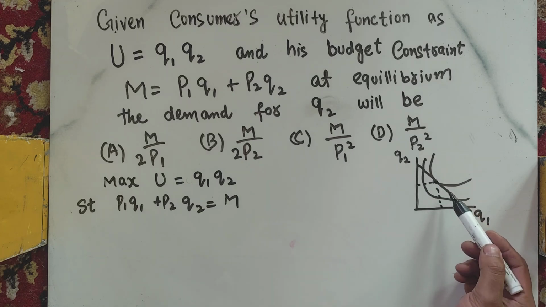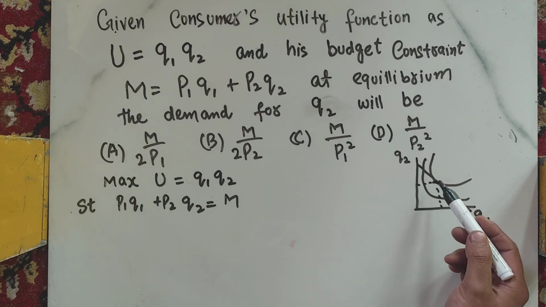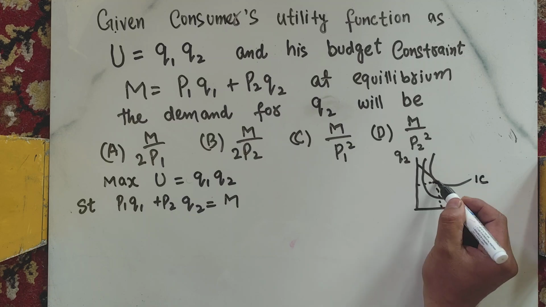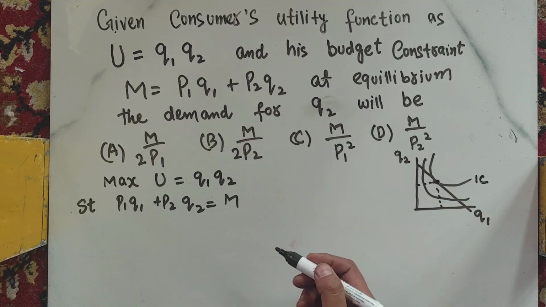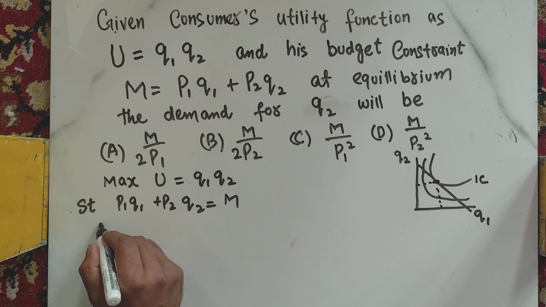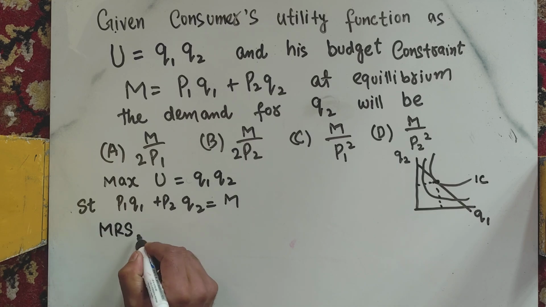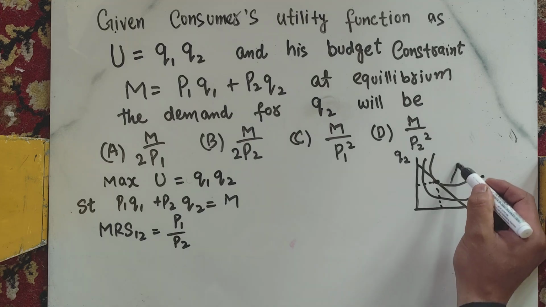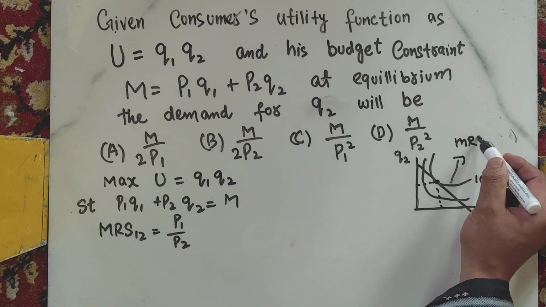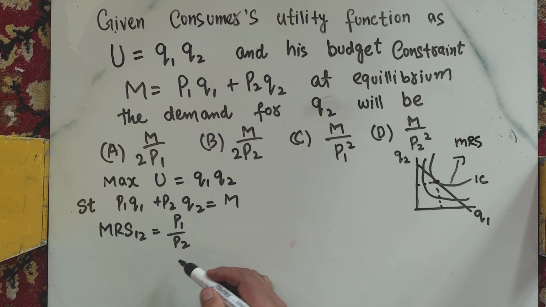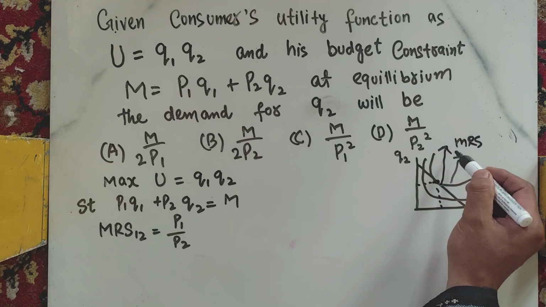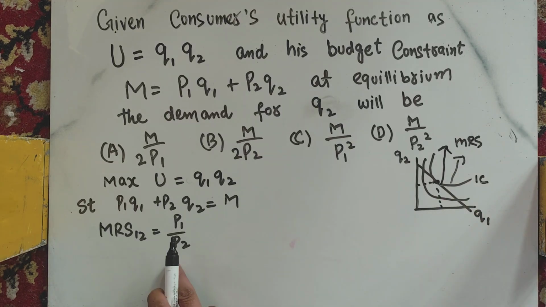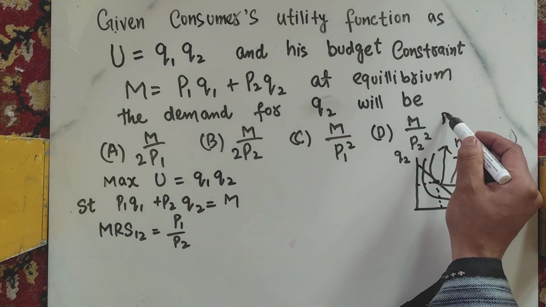So with the given budget, the consumer will reach equilibrium where the indifference curve is tangent to the budget line. The condition for that is that the marginal rate of substitution between good 1 and 2 should be equal to the ratio of the prices, P1 upon P2. Now this marginal rate of substitution is simply the slope of the indifference curve, and the ratio of the prices is the slope of the budget line. So at tangency, they both have the same slope, P1 upon P2.